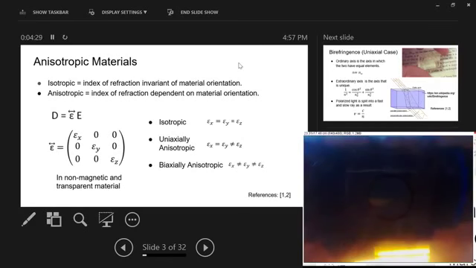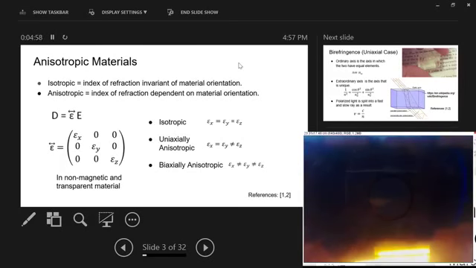Anyways, so what is anisotropy? Anisotropic materials are characterized by the dielectric tensor of the material. Essentially, for an object to be isotropic means that when polarized light propagates through it, it's invariant of direction. Anisotropic is the opposite case, where the direction of polarized light heading into the material does matter. There are three cases that are of interest.